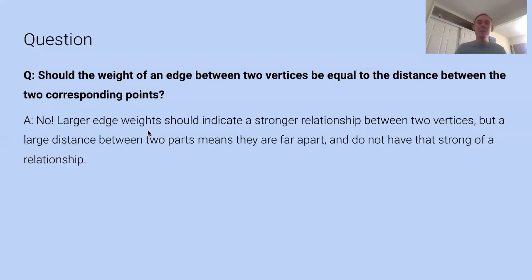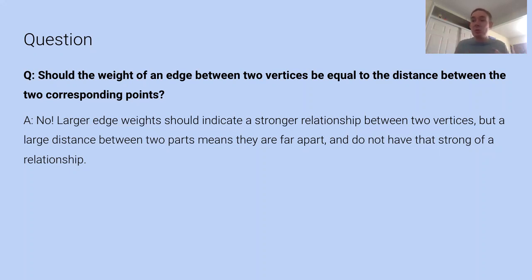I spoiled it right away, but the answer is no. That's because in spectral clustering, larger edge weights should indicate a stronger relationship between 2 vertices. But if we have a large distance, then that's not really a strong relationship. That's a weak relationship. So we need a function that inverts things such that smaller distances have larger weights and vice versa.